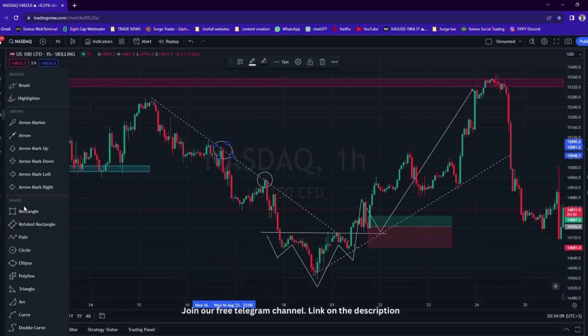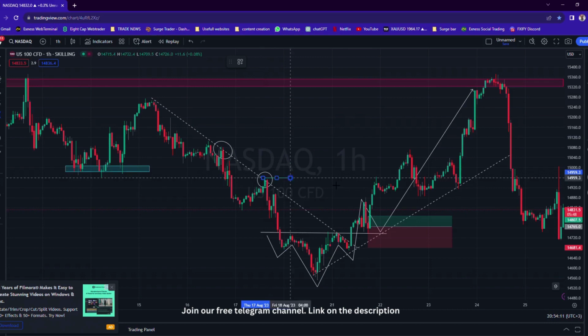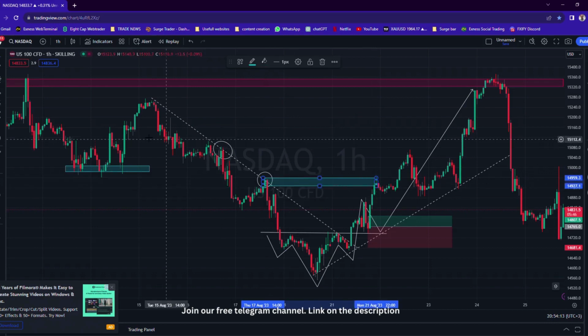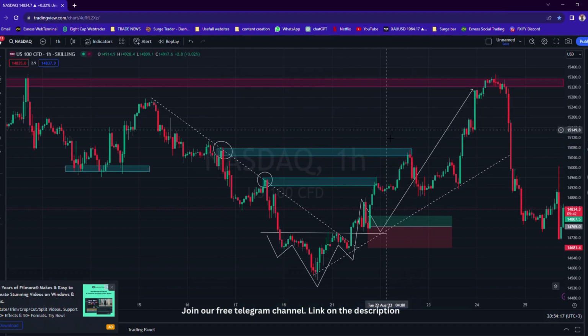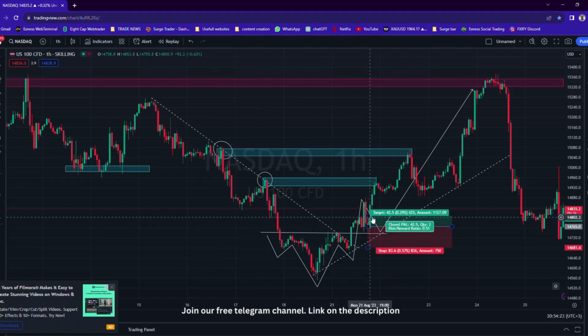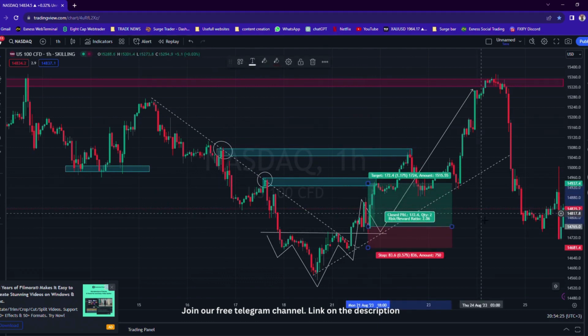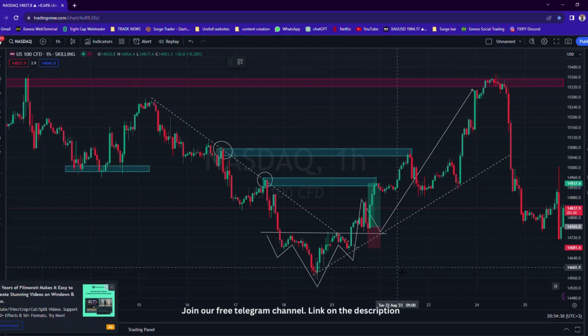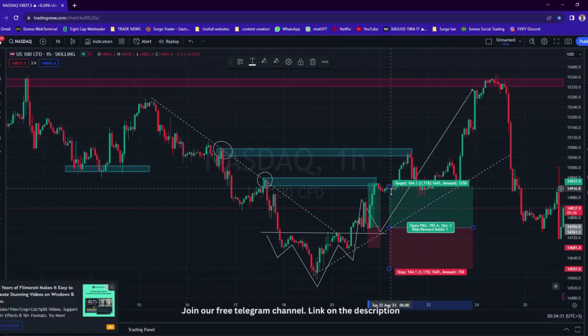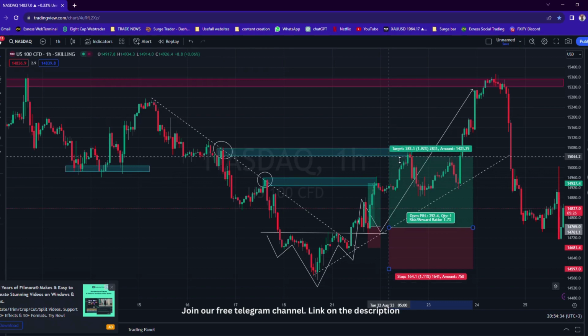So what do I mean by targeting those? It means you are going to put your take profit right there, or you are going to put your take profit right there. As you can see, those two supply zones. So if you're entering here, your take profit 1 should have been at least there, or if you're entering here, your take profit should have been at least there.